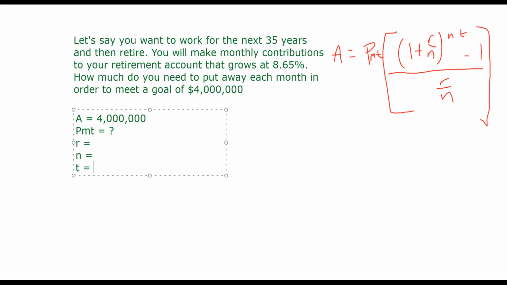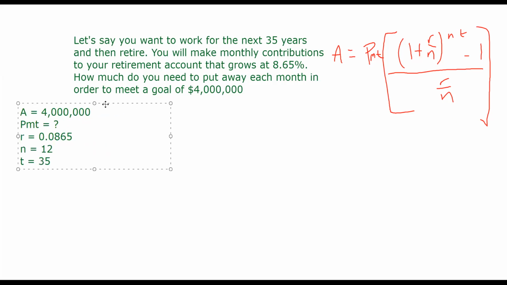R is going to be the interest rate expressed as a decimal. N is going to be the number of compounding periods per year. Since we are making monthly contributions, N has to be 12. Even though it doesn't technically say that it's compounded monthly, it's forced to be 12. Nothing else will work. Then finally, T is the 35 years we're putting this money away.